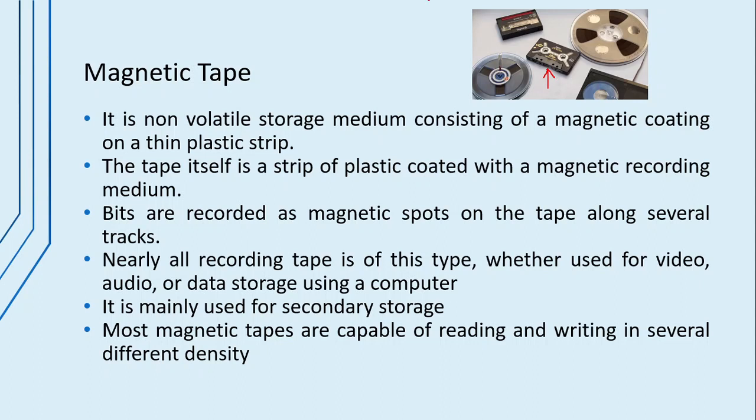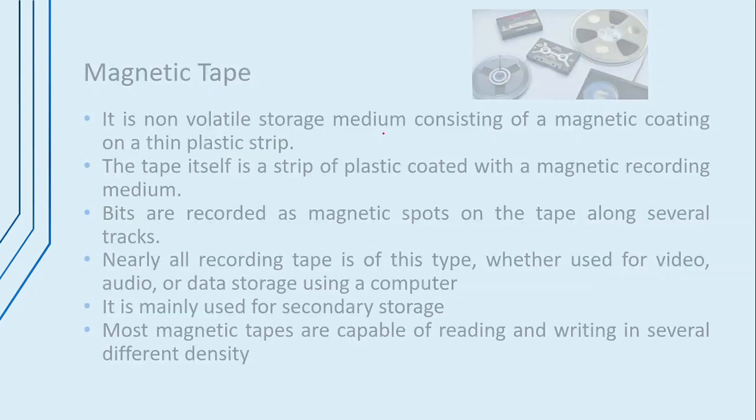Nearly all recording tape of these types, whether used for video, audio or data storage using a computer, is similar. Most magnetic tapes are capable of reading and writing in several different densities, based on which type of tape you are using. So this is for the auxiliary memory.